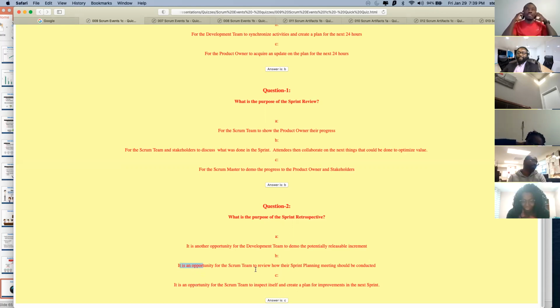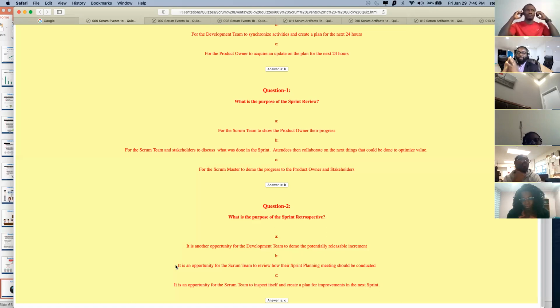B is definitely not correct, and since somebody had that as the answer, let me just explain why. B says it is an opportunity for the Scrum team to review how the sprint planning meeting should be conducted. That's not the goal of the retrospective. The retrospective is toward reviewing the team's practice as a Scrum team. What did we do right during this sprint? What went well? What did not go well? And how are we addressing what did not go well? So it has nothing to do with the sprint planning meeting.